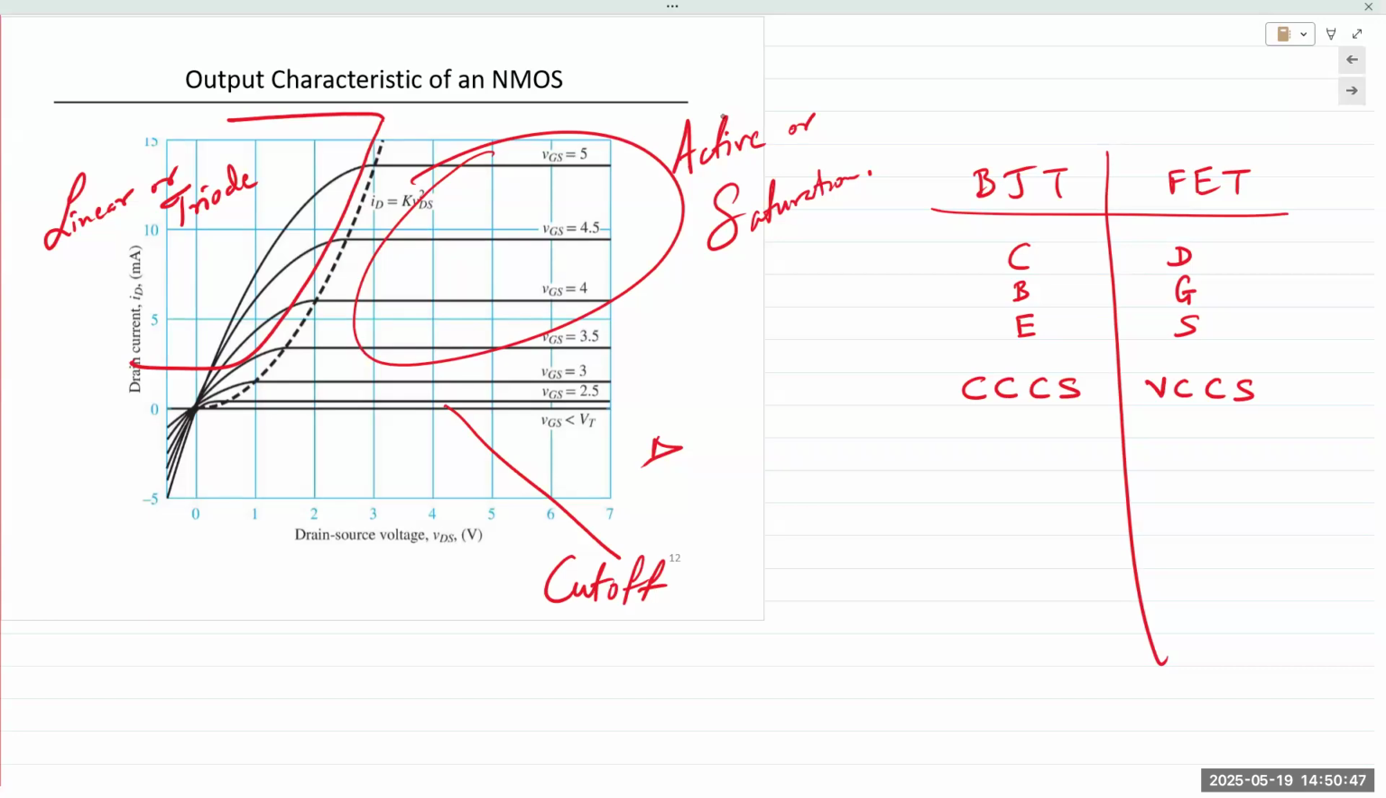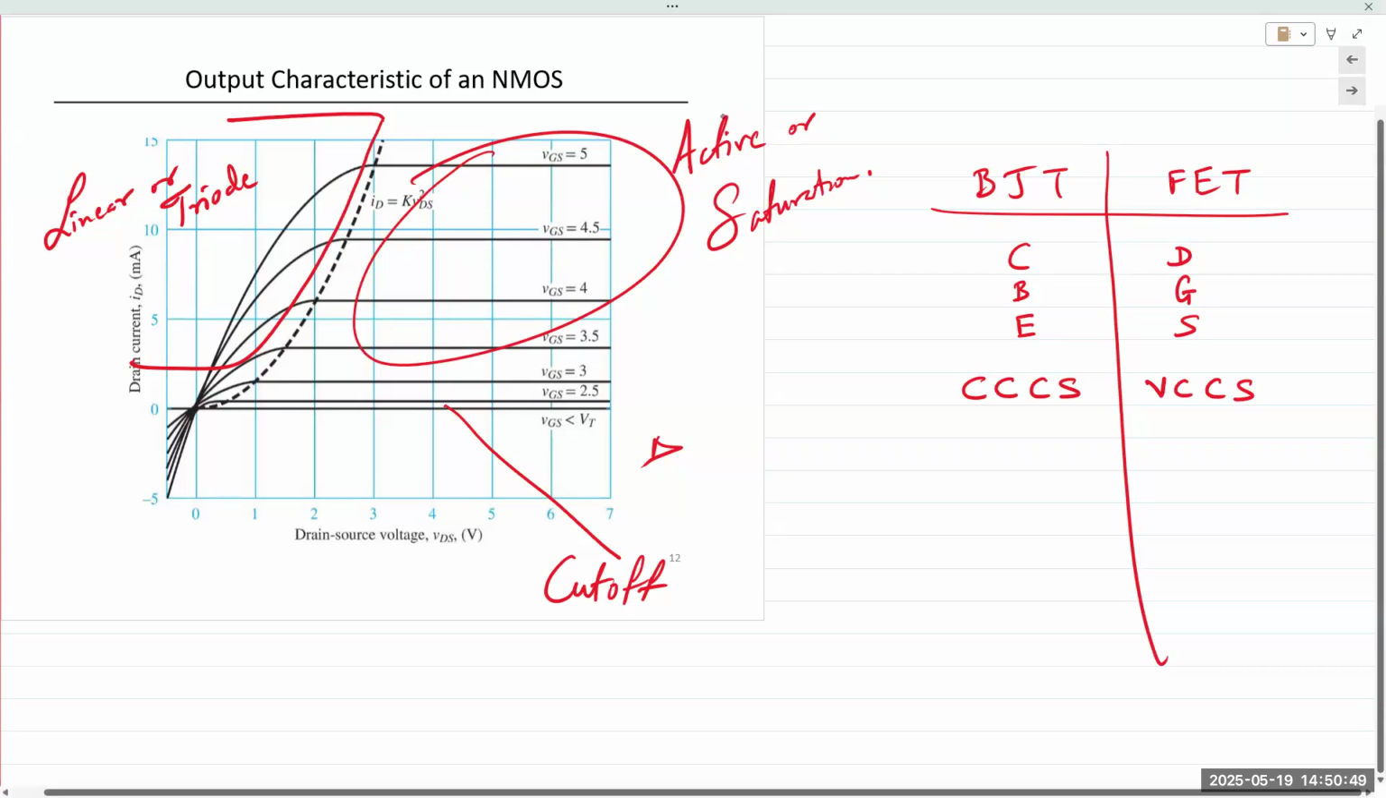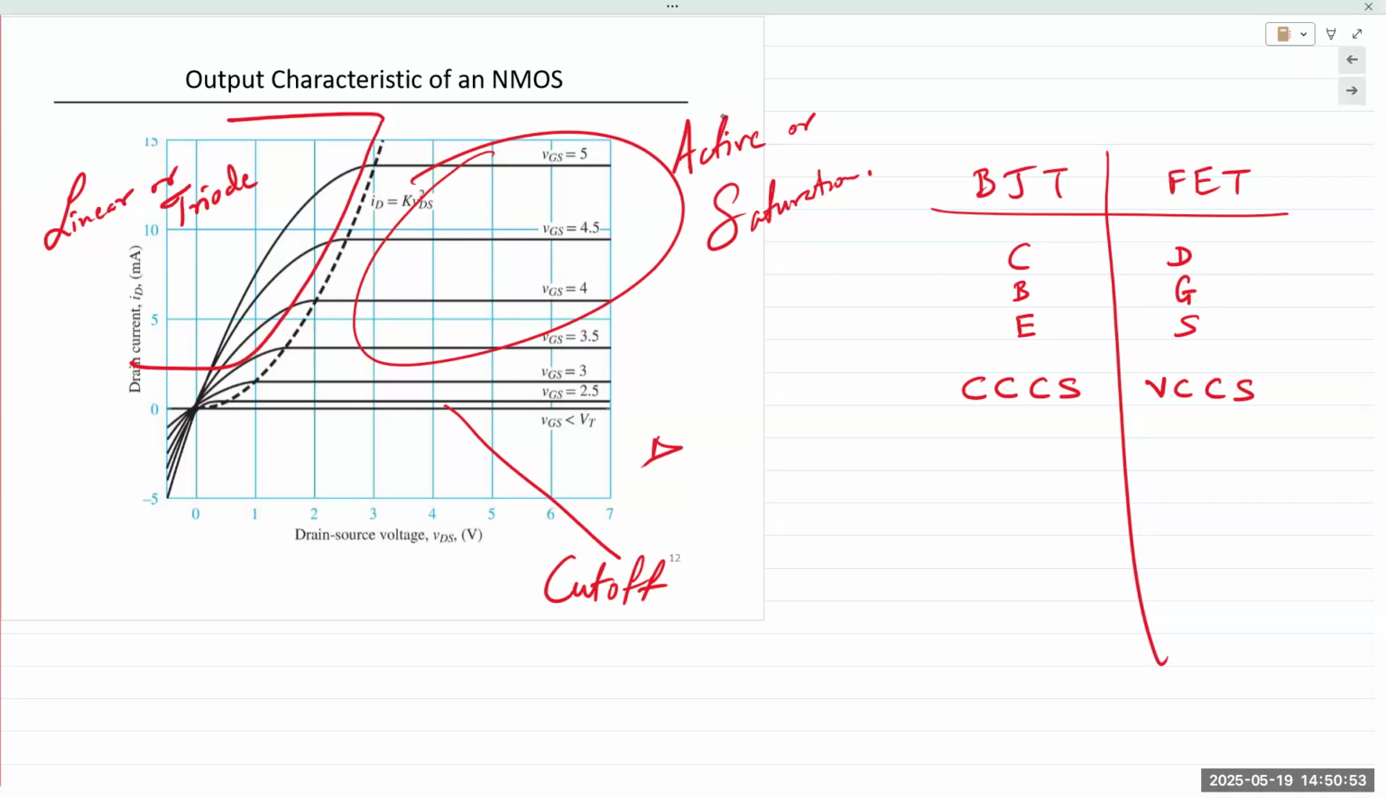And so that region is known as the active or the saturation region. In a BJT, the region to the left was known as the saturation region. In a FET, in a MOSFET, the region to the right is known as the saturation region. So again, in BJTs, the active and saturation regions are separate. In a MOSFET, the active and the saturation regions are the same.